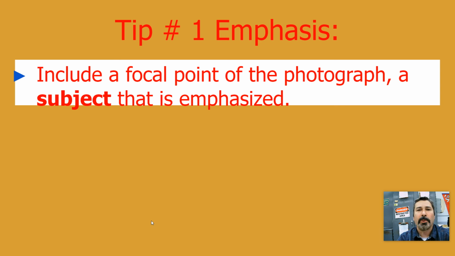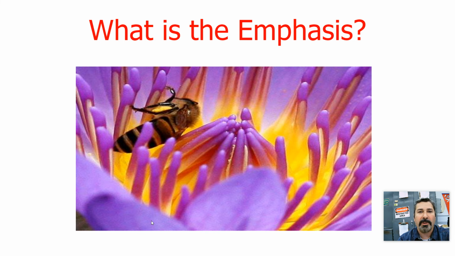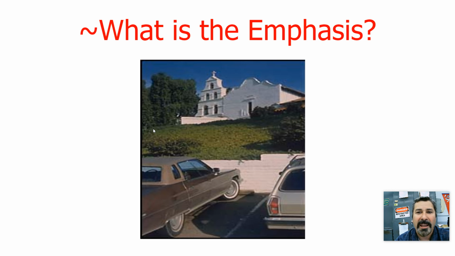Tip number one. We're learning tips on how to take better pictures and have a better composition. Include a focal point of the photograph, a subject that is emphasized. A picture needs to have a subject that's important. Write down in your notes, what is the emphasis of this picture? Your answer should be the B. The B is the emphasis. That's the purpose of the picture. What's the emphasis of this picture? Write that down in your notes.